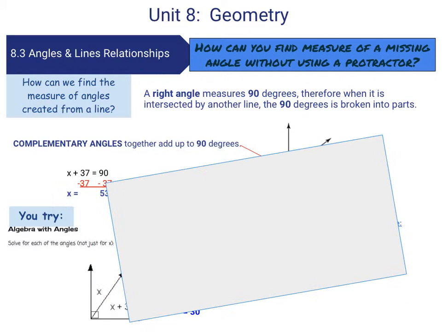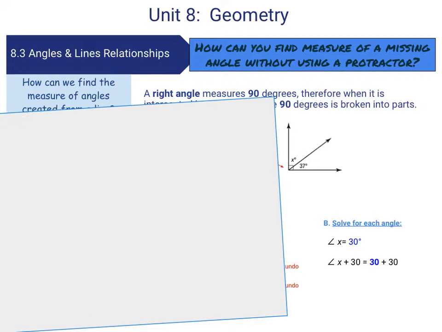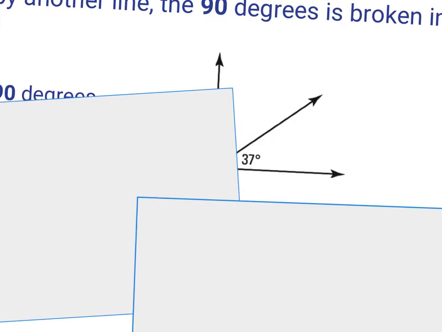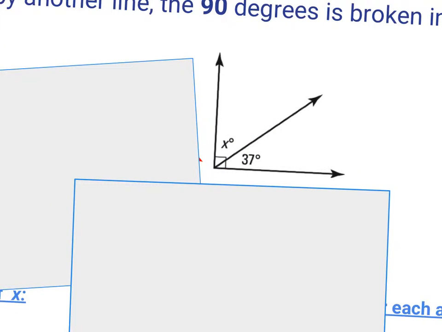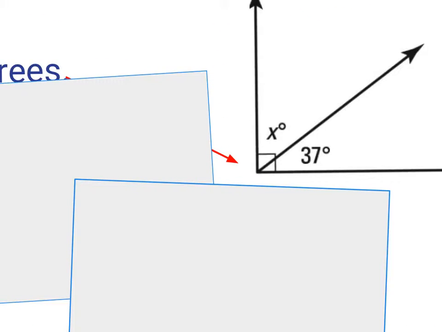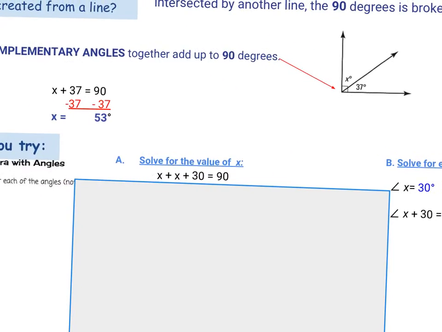So if I asked you to tell me what the measure of angle X is in this example, what would you do? 90 minus 37. Nice. You know that together it's 90 degrees, and the reason I know it's 90 degrees is because of that box right there. That box tells me I am 90 degrees. So together the two must add up to 90. I do my math and I get X is 53.